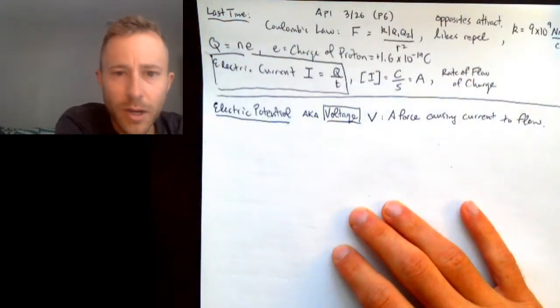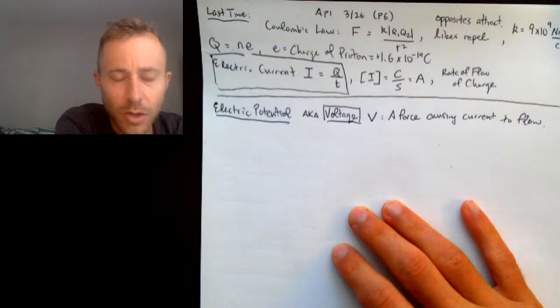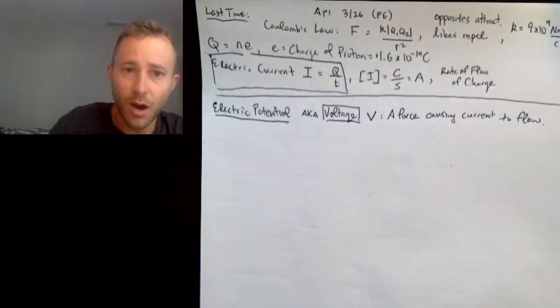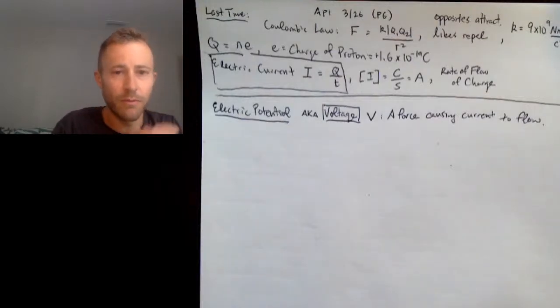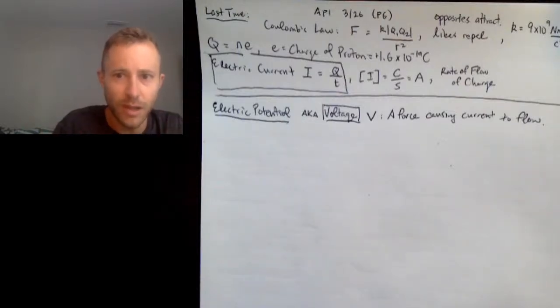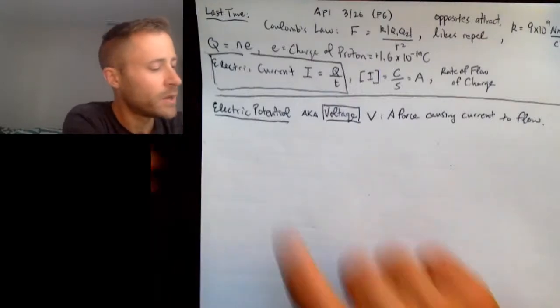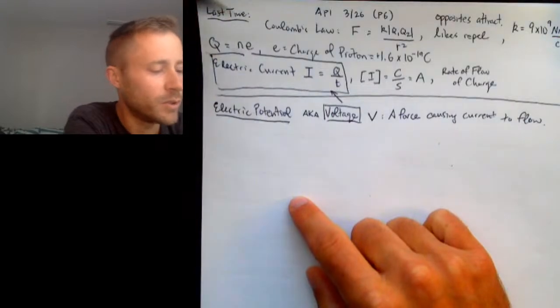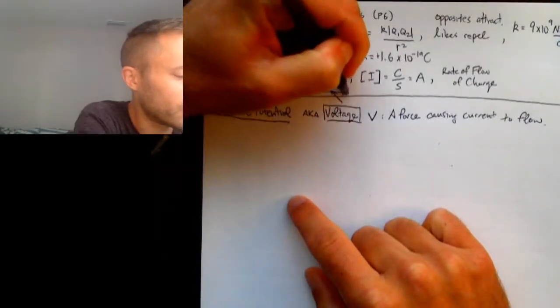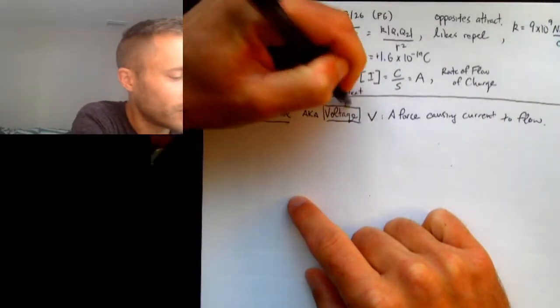So we could think about electric potential as the cause, and electric current is the effect. If you don't have voltage, nothing is going to happen. You need to have voltage in order to make the charge start to move. So there's a cause and effect relationship between these two. Cause, effect.